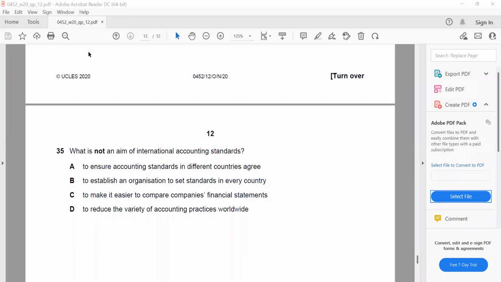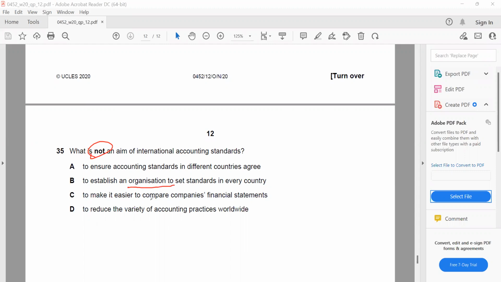Last question. What is not an aim of the International Accounting Standard? To ensure accounting standards in different countries agree, that is not the aim. To establish an organization to set a standard in every country. This is not their job, okay? This is not the IAS or the accounting board's job. This is the individual organization's.